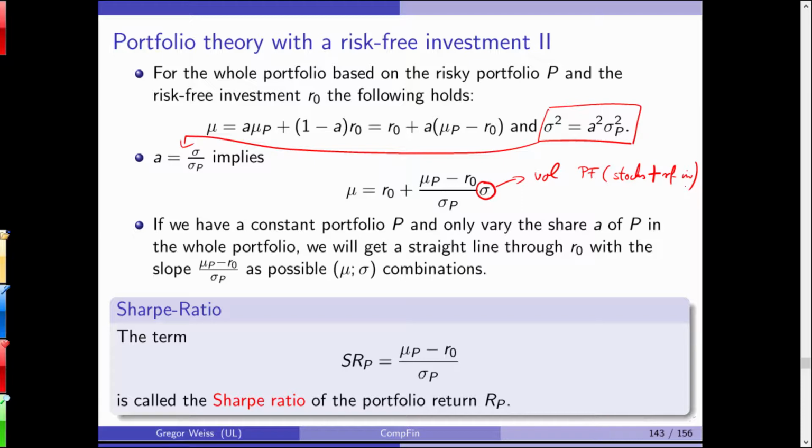So it's correct that there is no sub-index P here. And this is the so-called Sharpe ratio. The slope of this line is what we call the Sharpe ratio. It's the excess mean return on the stock portfolio over the risk-free rate divided by the portfolio's volatility. And this is the Sharpe ratio.